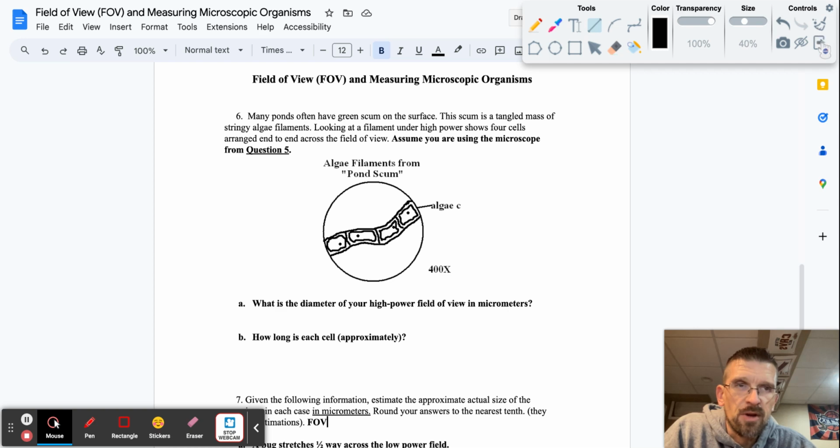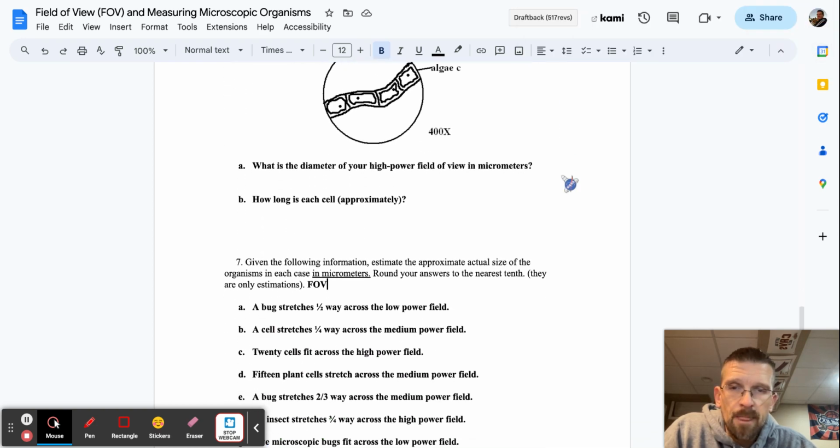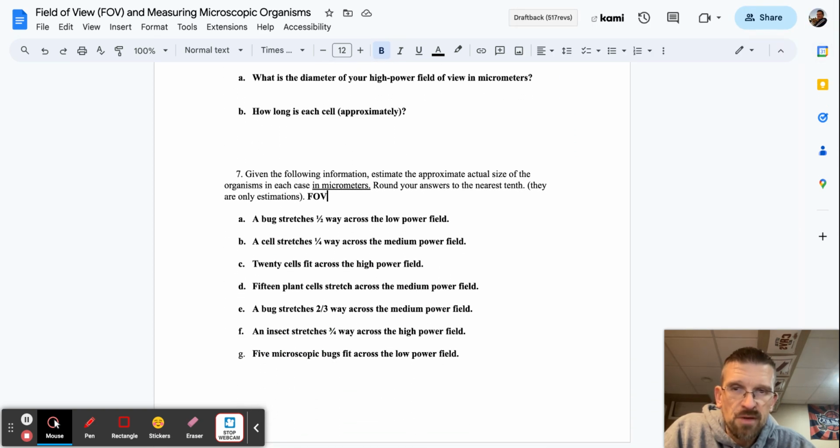So let's scroll down here quickly and take a look at question 7. So question 7, one thing to keep in mind is you got to think about which version they are asking you, right? So they talk about things stretching halfway across, and then they also talk about how many cells or how many specimen fit across the field of view. So you gotta figure out which one of those they're asking, and then again go back to the concept above. We're still using the same principle.